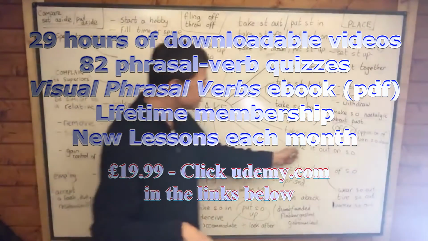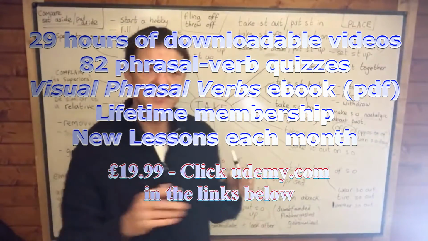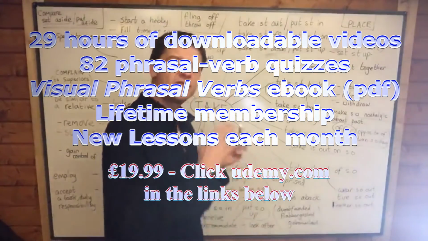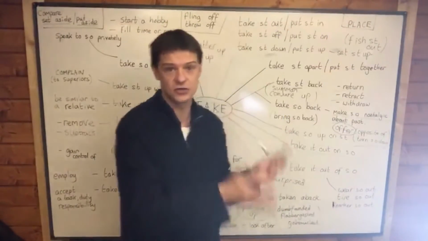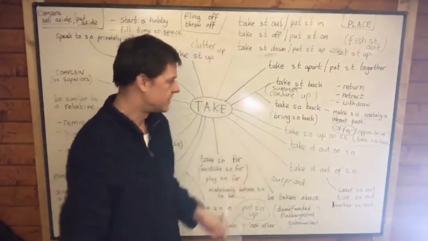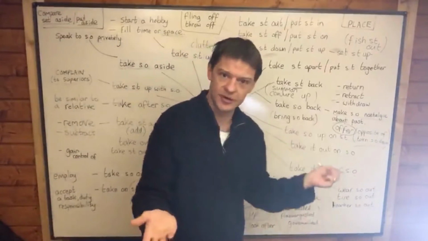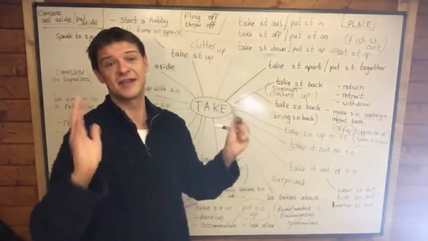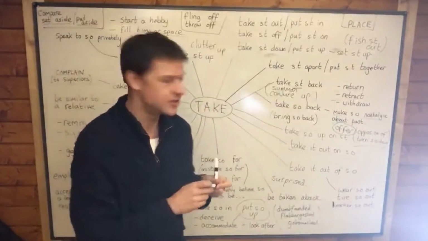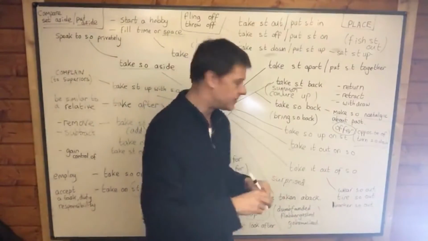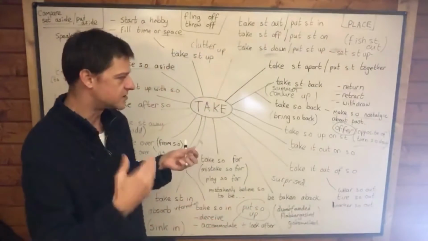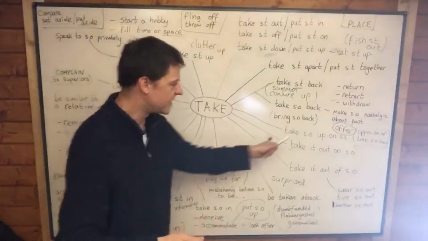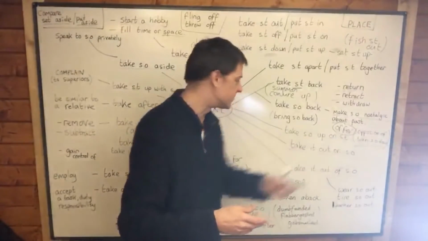Okay, if you take someone up on an offer, this is the opposite of turn someone down. If you turn someone down, if you turn down a job offer, you don't want the job. But if you take someone up on a job offer, you do want the job, and you say, yes, that's great, that's a fantastic opportunity, I'd like to do that job. So you can take someone up on an offer, or you can turn someone's offer down. So they are kind of opposites, they're antonyms.